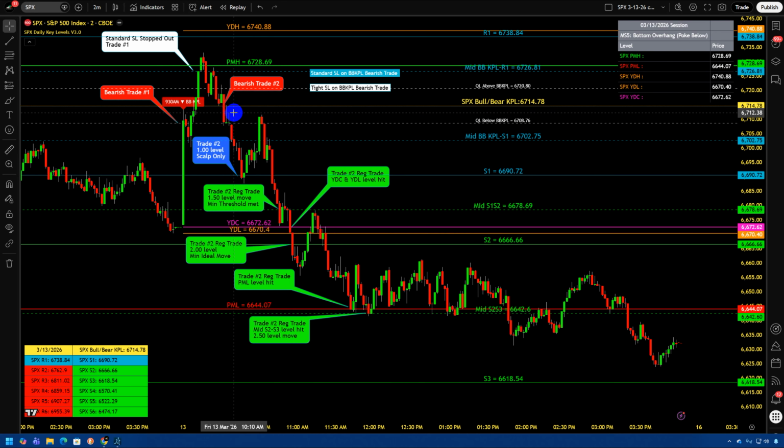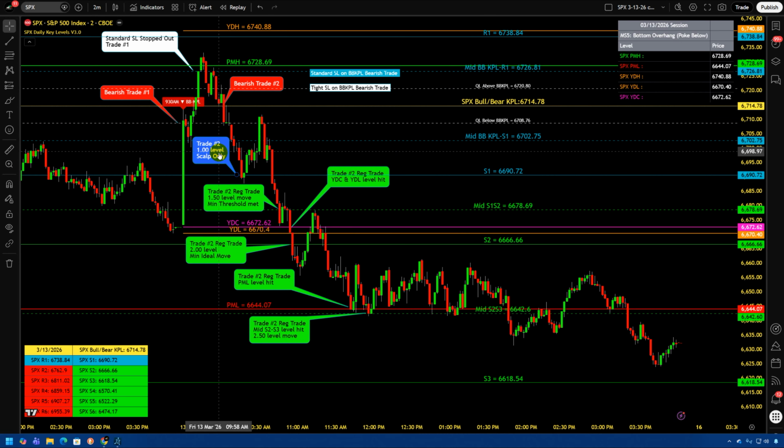So bearish trade number two is again a bearish trade off the BBKPL. Same stop losses apply here, either using the tight stop loss, which is the QL above, or the standard stop loss, which is the recommended one, the first midpoint level above. In this particular case, price continued trending downward from this bearish trade number two entry. Neither stop loss was hit.